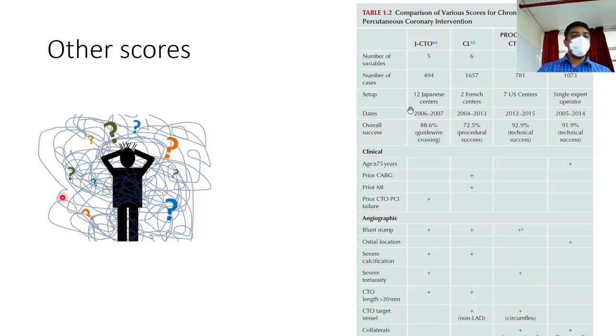So to make things more complicated, there are other scoring systems also. We have discussed the JCTO and the PROGRESS CTO. Another, the CL and ORA scoring systems, we are not discussing here.